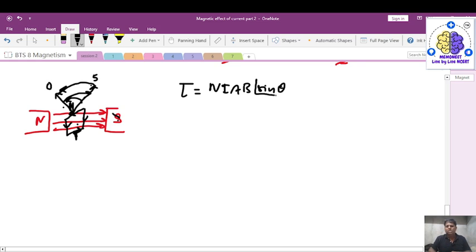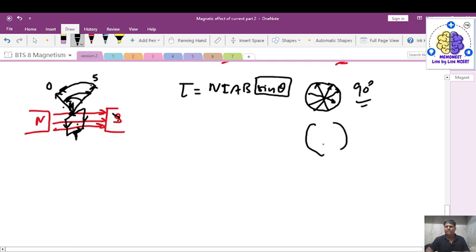Now to keep this sine theta always equal to 1, a radial magnetic field is used. For that we use a cylindrical permanent magnet which has its magnetic field along the radius. Now when it is so, the angle between the area vector and the magnetic field vector is always 90 degrees. So to maintain the maximum torque experienced by the coil, we use a radial magnetic field. It is somewhat like this. Magnets are like this, and the field is along the radius. So it is a radial magnetic field. So here sine theta will always be equal to 1. This is the torque experienced by the coil.